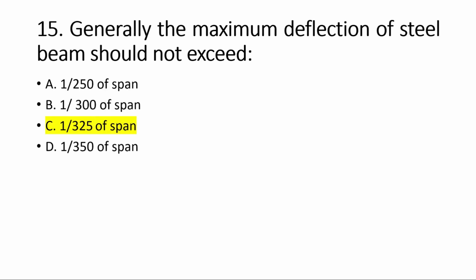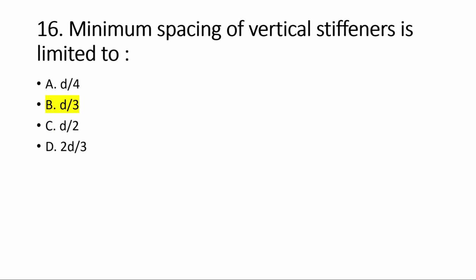Generally, the maximum deflection of steel beam should not exceed. Okay, so this is directly an empirical question which is usually asked, and that is the deflection. Maximum deflection of steel beam should be 1 by 325 of the span. Okay, so you have to keep in mind this 1 by 325. Move on to the next question.